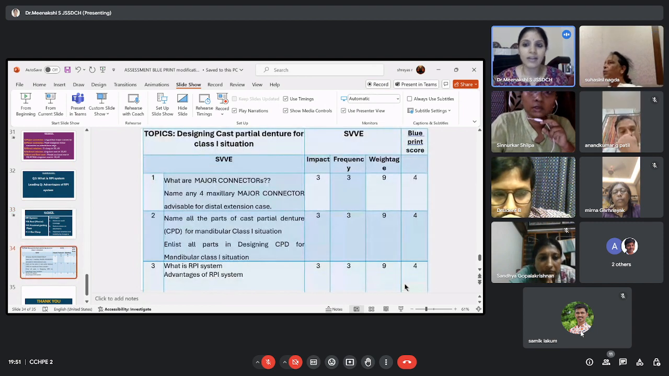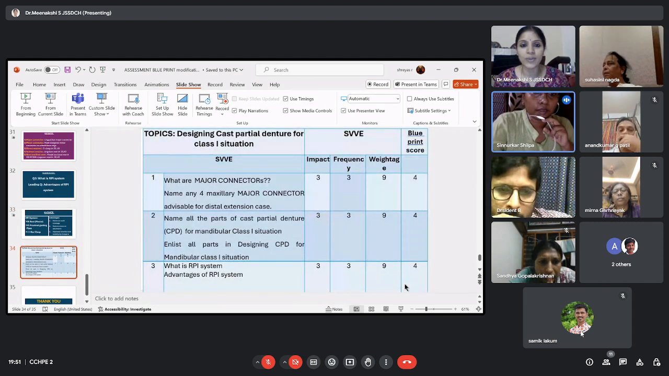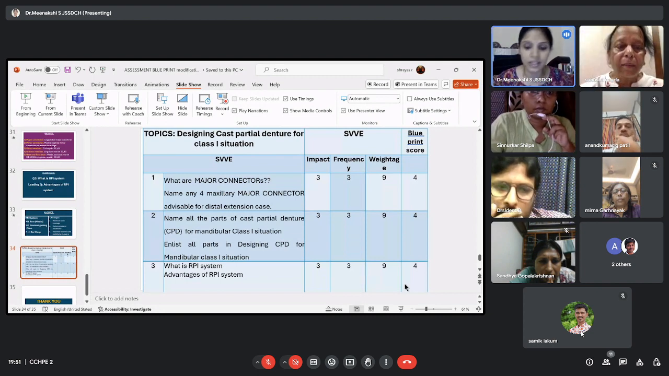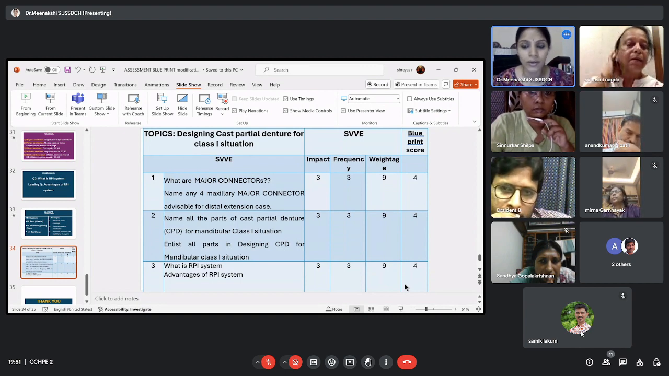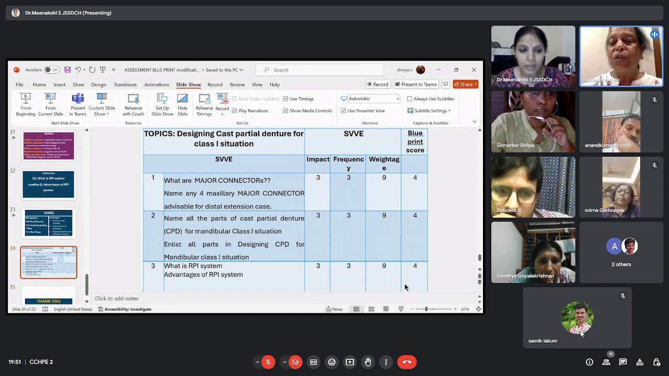So again, the impact, frequency, and weightage of those three questions have been calculated. So all three come under the must know category only, so they should be knowing about it. Being a higher order thinking question, even the RPA system should come into the nice to know area. Yes, ma'am.